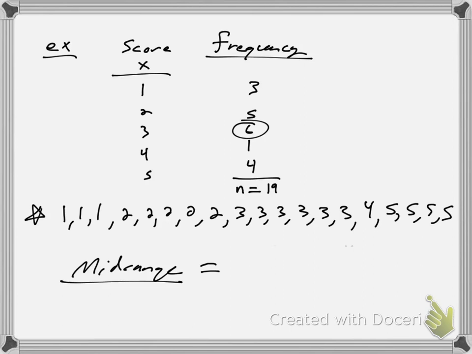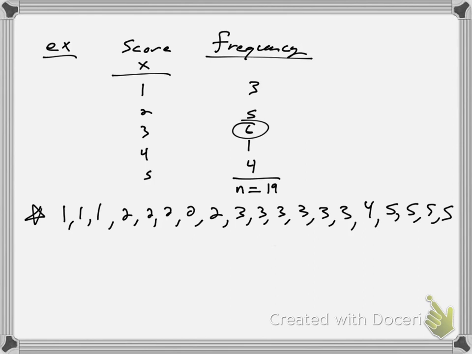Let's erase that. Let's find the mid-range. Well, the mid-range is the lowest score, which is a 1, plus the highest score, which in this case is a 5, over 2. So that's 6 over 2, which is 3. So that's the mid-range.